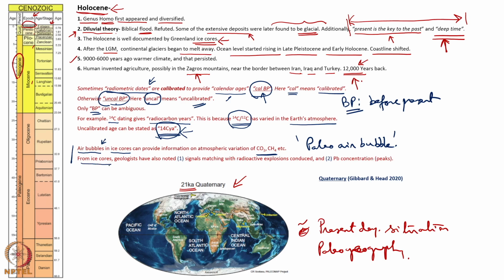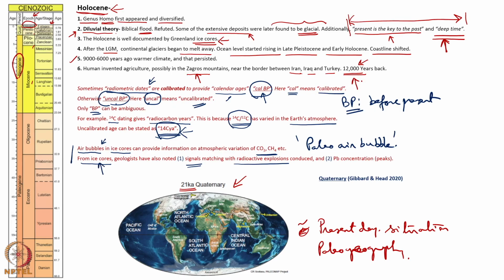From these ice core studies, geologists have noted signals. What is that? I am going to explain. Signals matching with radioactive explosions. Radioactive explosions have happened in the past for experimental purposes and also in real warfare, such as in World War II in Nagasaki and Hiroshima. In these cases, the radioactive elements that got spread have also been well documented from the ice cores in terms of their anomalous concentration. So, it is very interesting and a very sensitive way to know the Earth's recent past by studying the ice cores, and in particular the air bubbles within them.